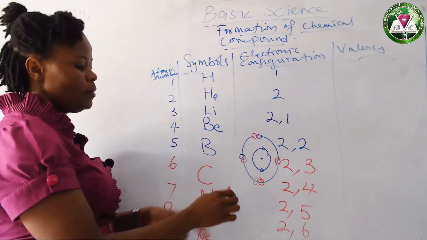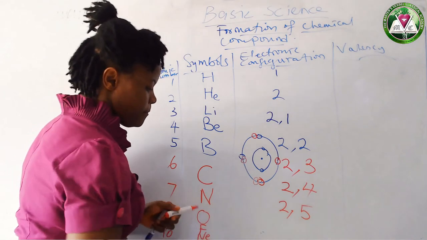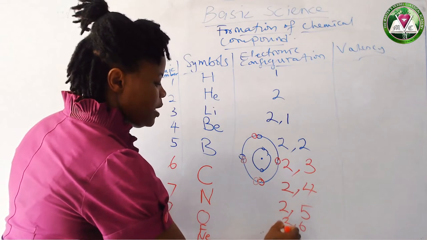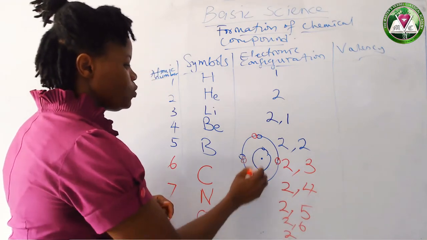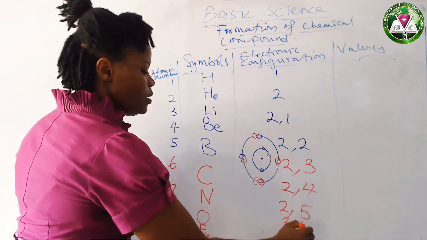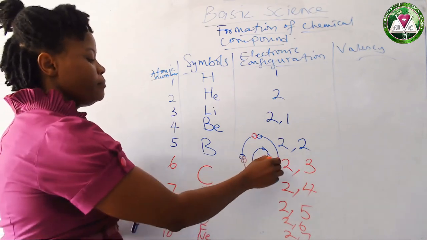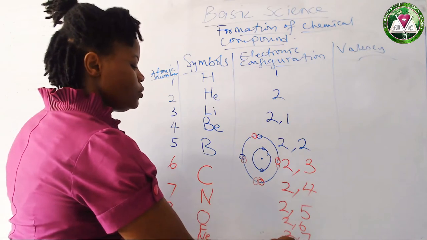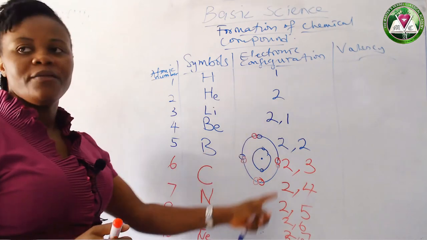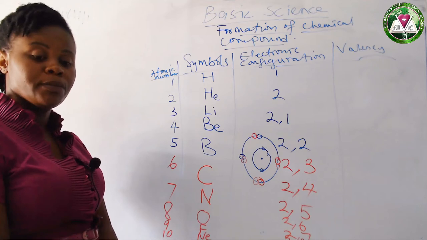So the first shell has how many electrons? 2. The first shell has 2 electrons. And then the last one has 1, 2, 3, 4, 5, 6, 7. Next one has 7 electrons. Then for neon, you have 2, 8. So all these things we have written out here is what we refer to as electronic configuration.